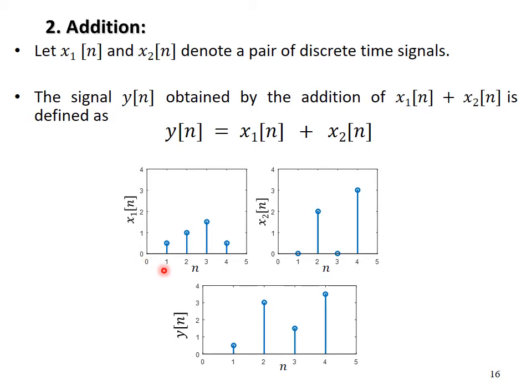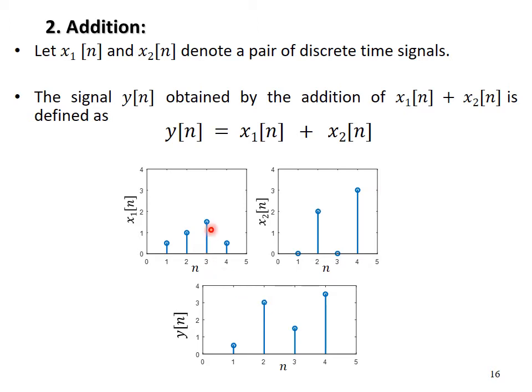For example, sample at n equal to 1 and n equal to 1, here both would be added, right? So this sample would be added with this sample of x2 of n. So this is 0, this one is 0.5, the result would be 0.5, and this sample would be added with the sample at the same time interval, right? So n equal to 2, we have a sample having amplitude 1, and here n equal to 2, we have a sample having amplitude 2. So this 1 would be added with 2, the result would be 3.